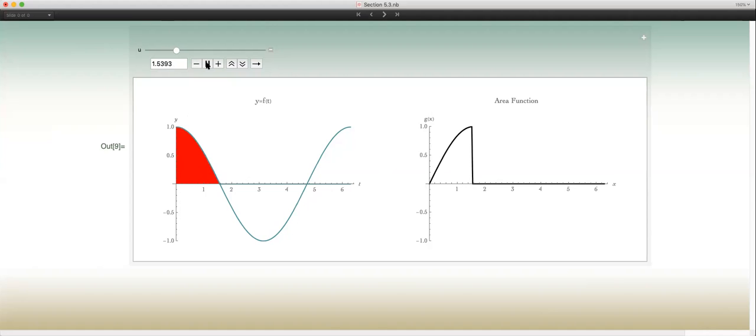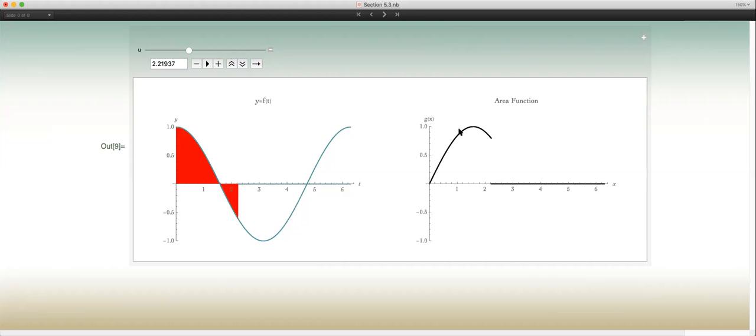Okay, we're watching. We just crossed over, and let's stop and talk about it for a second. So did you notice something about when we passed this x-intercept, when our function y equals f of t went from being positive to being negative? What happened over here in the area function? It maxed out. It had a local maximum.